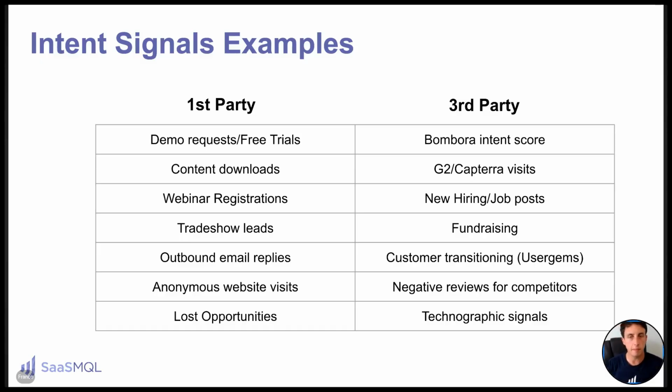And then when we look at the third party intent signals, I talked about the Bombora intent score, about doing research on third party website. You have G2 and Capterra visits. If you have a profile there, you can see who is visiting your page, but also your competitor page.